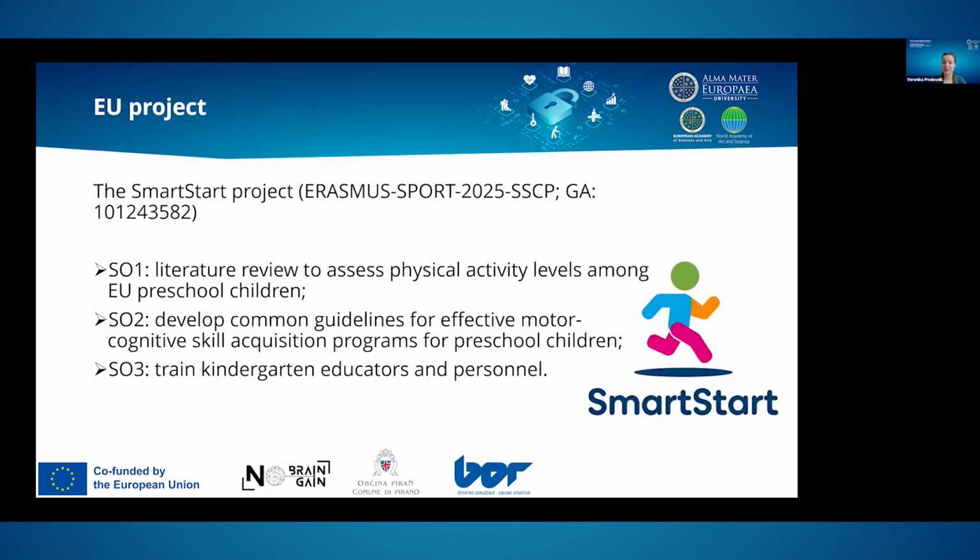The project is moving at a fast pace. In just under 6 months, we have already started with the last specific objective. So first, we have done a literature review to assess physical activity levels among EU preschool children. Then we moved to developing common guidelines for effective motor cognitive skill acquisition programs for preschool children. And lastly, we started training kindergarten educators and personnel just last week.